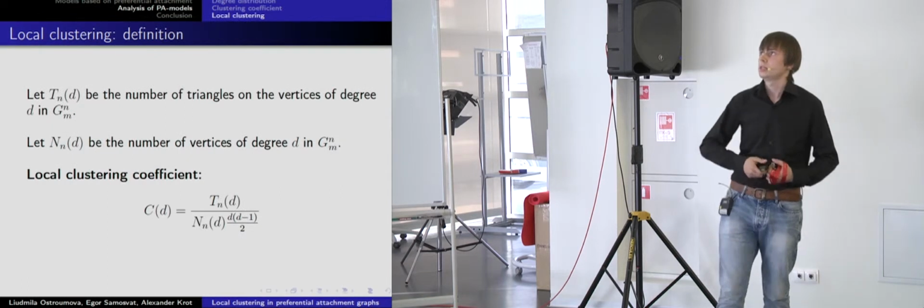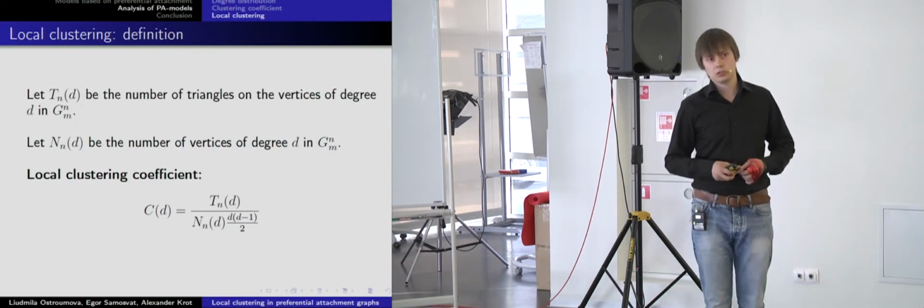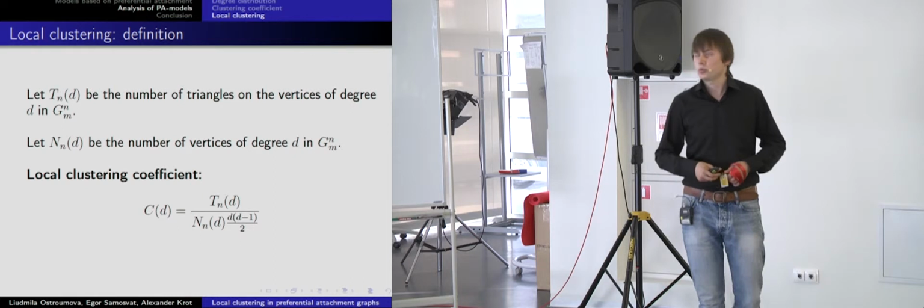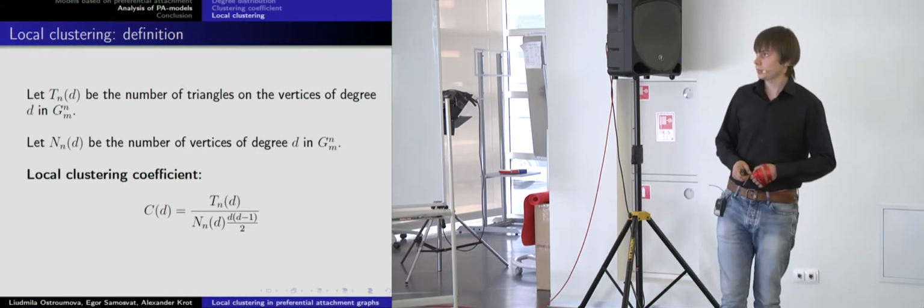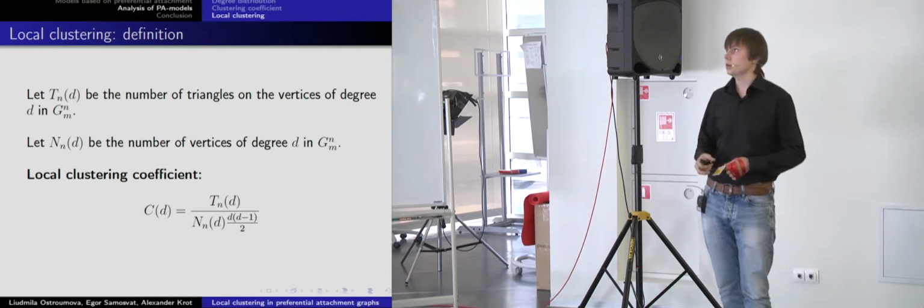Now, what about the local clustering coefficient for a given vertex? First of all, I'd like to define which characteristics. It is the number of triangles.